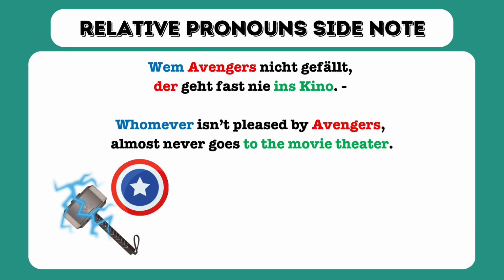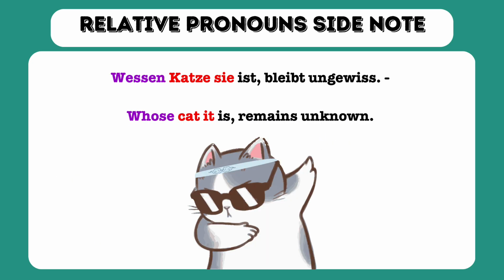Again, we don't know the person to whom we are referring, and therefore have to use a question word instead of a relative pronoun. Wessen Katze sie ist, bleibt ungewiss. Whose cat it is remains unknown. In this one, we're talking about a possessive thing, which means we have to use the genitive case, but we don't know to whom the cat actually belongs, and therefore we have to use a question word instead of a relative pronoun. Wessen Katze sie ist, bleibt ungewiss. Whose cat it is remains unknown.